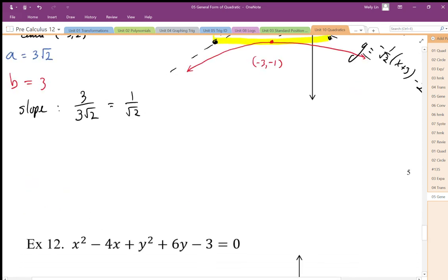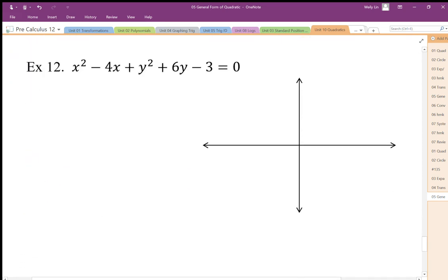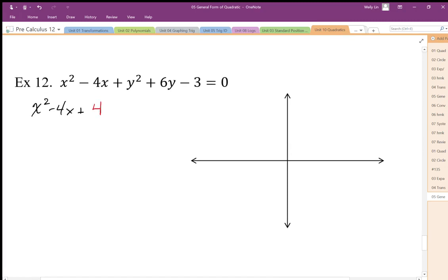Well, I know how to do that. I know how to make perfect square factors by completing the square. So maybe I'll try that. So x squared minus 4x plus, and I need to complete the square here. So I'm going to complete the square with a plus 4. Now there's a bit of a problem here in that I just added 4 to this equation. I've got to balance it off with a minus 4. So that's balanced.